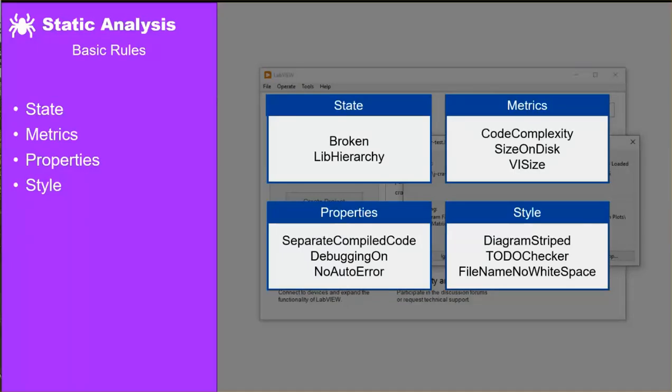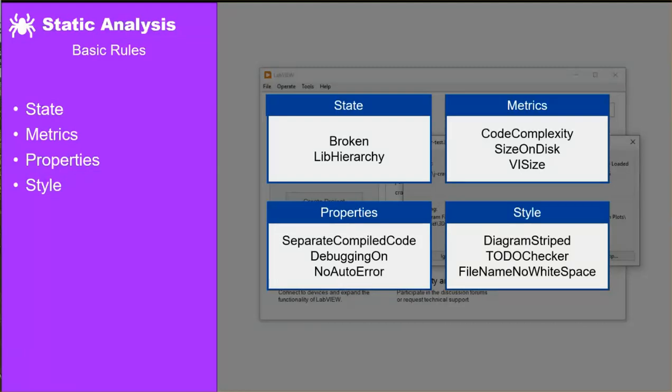Broken, and then lib hierarchy, where we can make sure all class members are under their owner in the folder tree. And so whether it's a library or a class, we don't want class A's member to be in the class B directory, which sometimes happens, especially if you're moving those around. So broken and lib hierarchy are two of our most useful rules. Broken is by far the most useful.